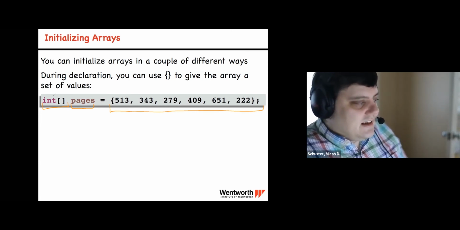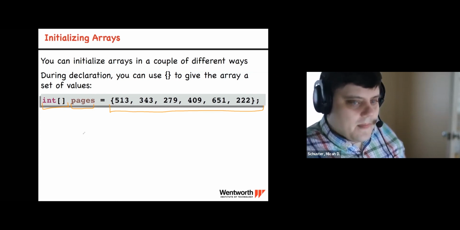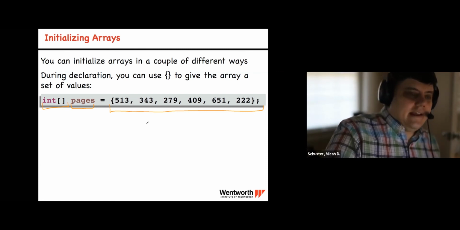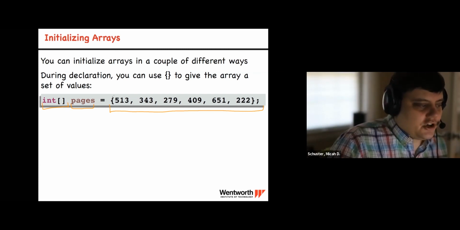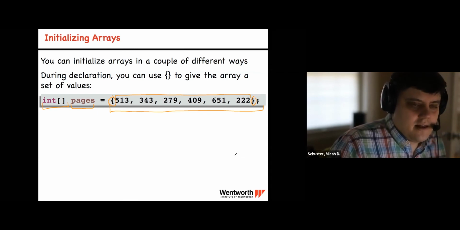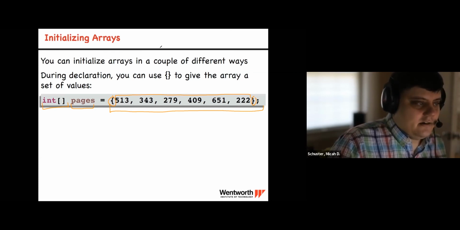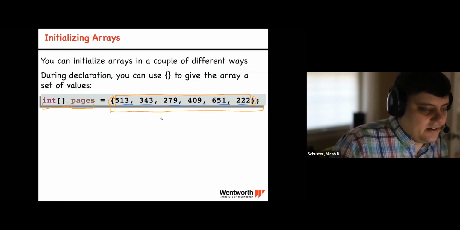So I still say an integer array called pages. But after the equals, rather than saying new int and then a number, if you just put curly brackets and you fill in between the curly brackets with values, that will create an array as well. So it's an integer array, so I'm putting ints in here. So I've got 1, 2, 3, 4, 5, 6. So I've just created a 6-element array with these values as the elements. This is exactly equivalent to doing this.